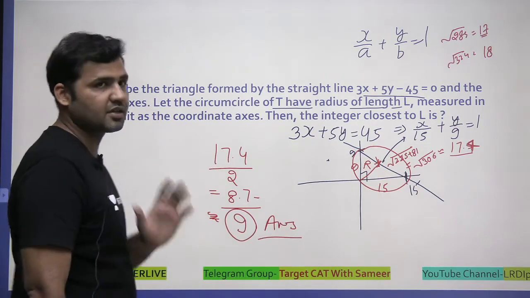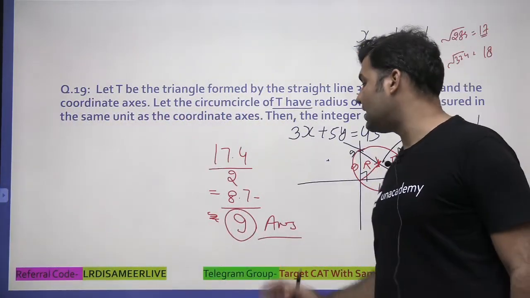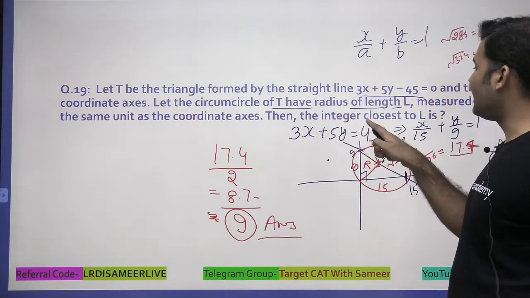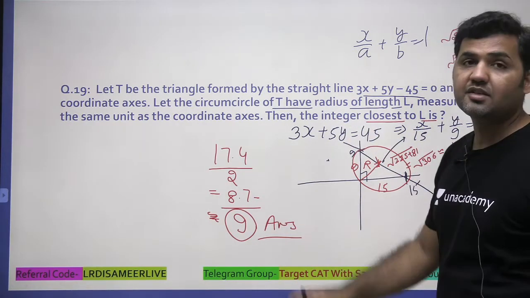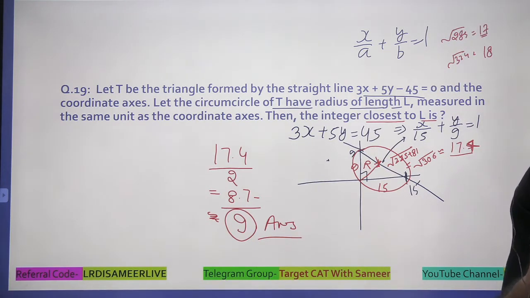This was a theta question. Even though the answer is not exact, this was asked in 19 slot 1. We're supposed to find out the integer closest to L, and that answer would be equal to 9. Let's do one more question, guys.